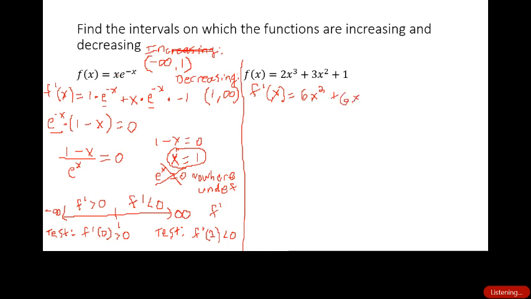So I'm going to start by finding the critical points. The critical points occur where the first derivative is either equal to 0 or where the first derivative is undefined.